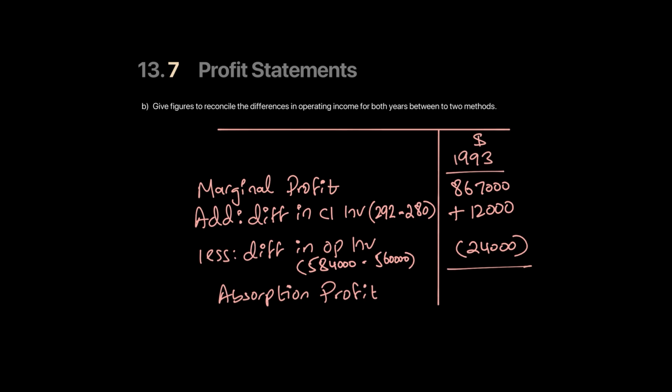So marginal profit is 867. Closing inventory difference increases your profit by 12, but opening inventory difference should decrease your profit by 24. So if you see, you will arrive at 855,000, which is my absorption profit for 93. So what I can say is the difference between marginal profit and absorption profit was due to 12,000 in closing inventory and 24,000 difference in opening inventory. All right, so you guys should now attempt the 94 statements and reconcile the profits to see whether you arrive at the correct answer.